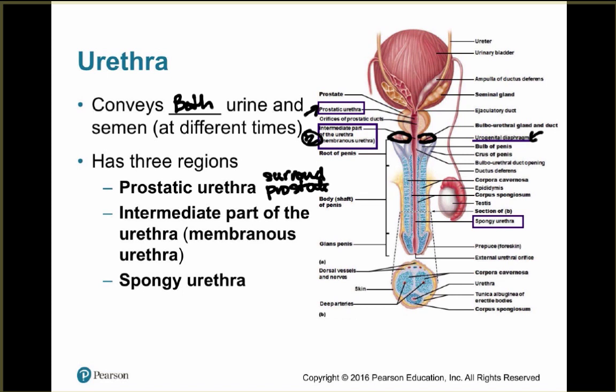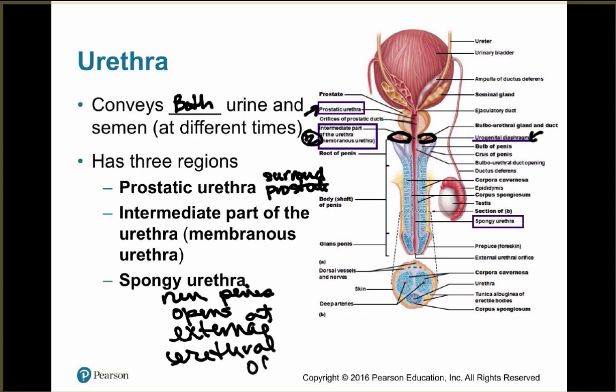And the last is the spongy urethra. And this runs through the penis. And it opens at the external urethral orifice. So you can see it basically down here. And there's that opening.